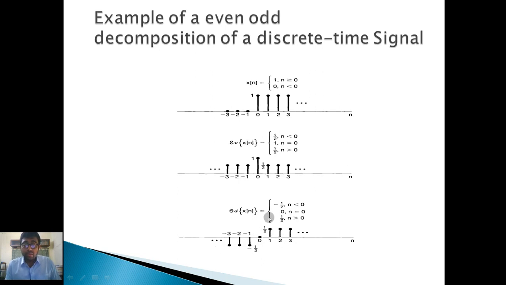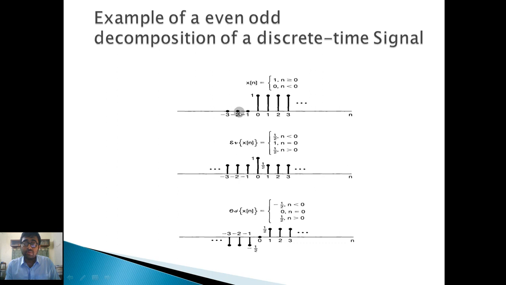Now, as we can describe, if we add this signal and this signal, we'll get this signal. How will it happen? If you take a closer look here, at n equal to minus 1, the value of the even signal is half. And at the same point, the value of the odd signal at n equal to minus 1 is minus half. Now, if we add both of them, what do we get? We get this. This part and this part will cancel out, and we will get this.